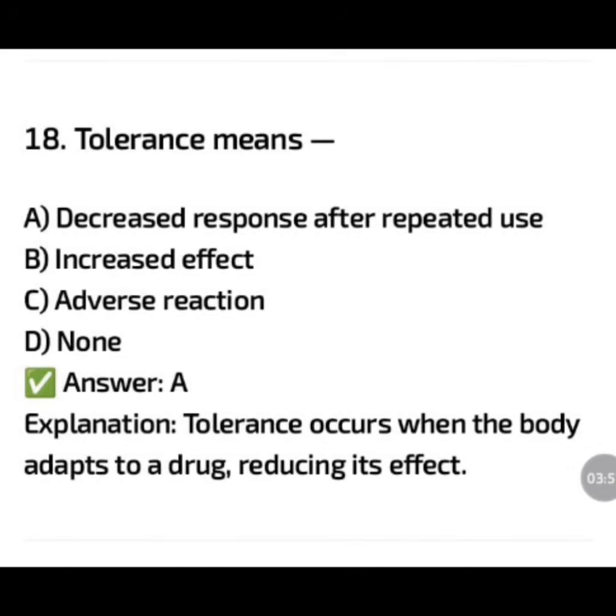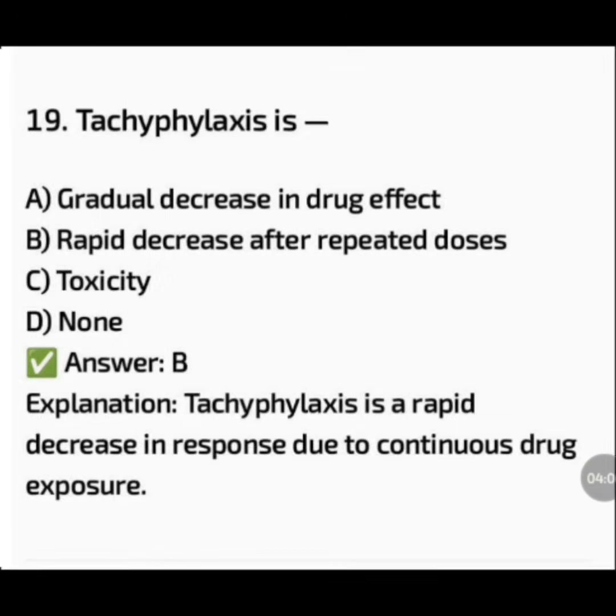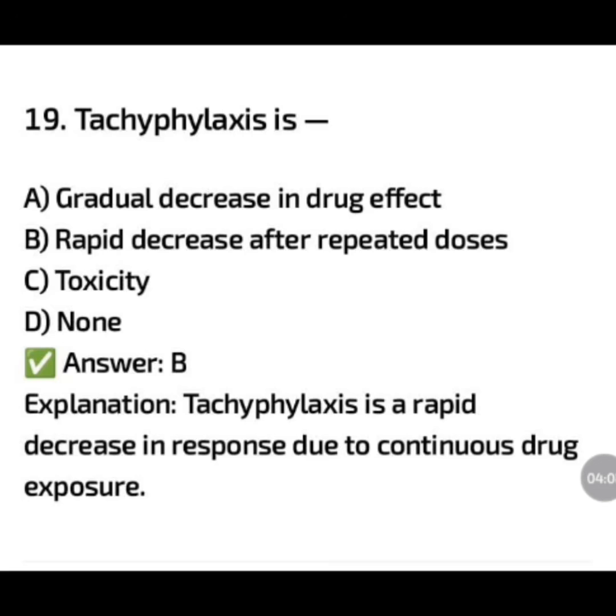Tolerance means decreased response after repeated use, increased effect, adverse reaction, and the correct answer is option A, decreased response after repeated use. Tolerance occurs when the body adapts to a drug, reducing its effects. Tachyphylaxis is gradual decrease in drug effect, rapid decrease after repeated doses, toxicity, none. The correct answer is option B, rapid decrease after repeated doses. Tachyphylaxis is a rapid decrease in response due to continuous drug exposure.